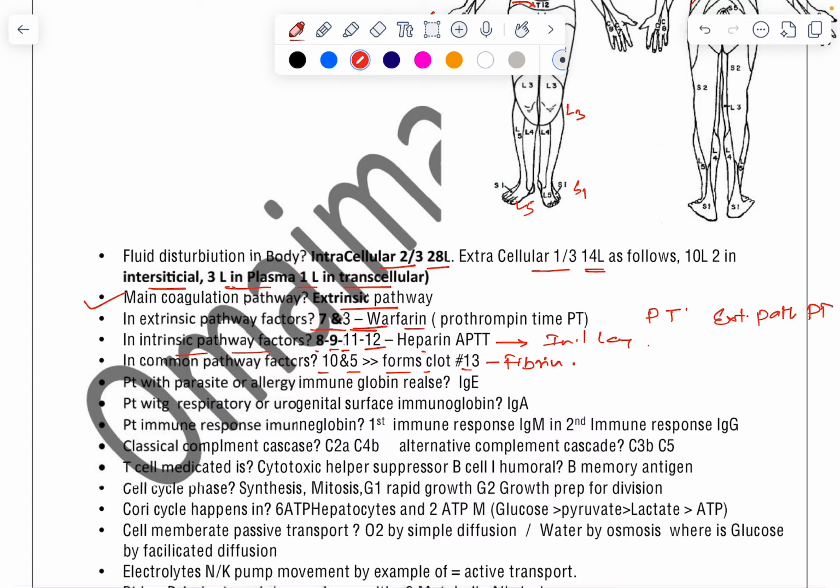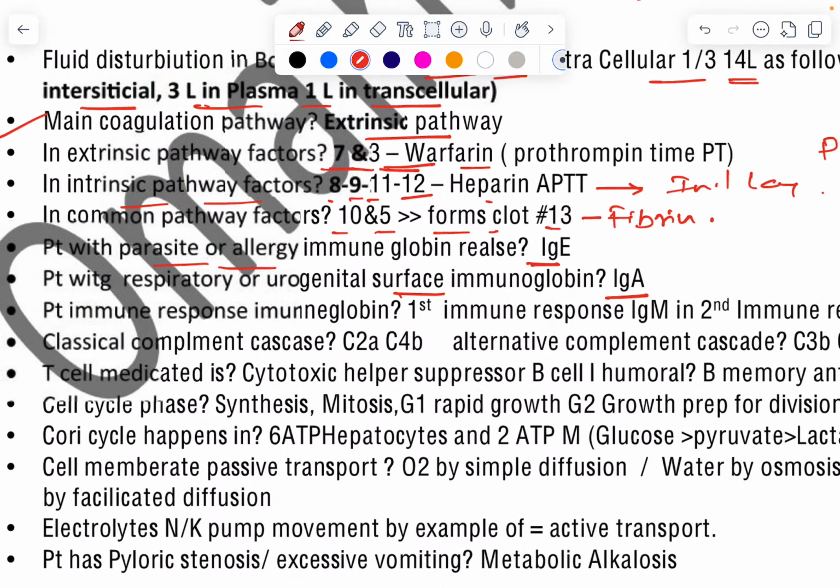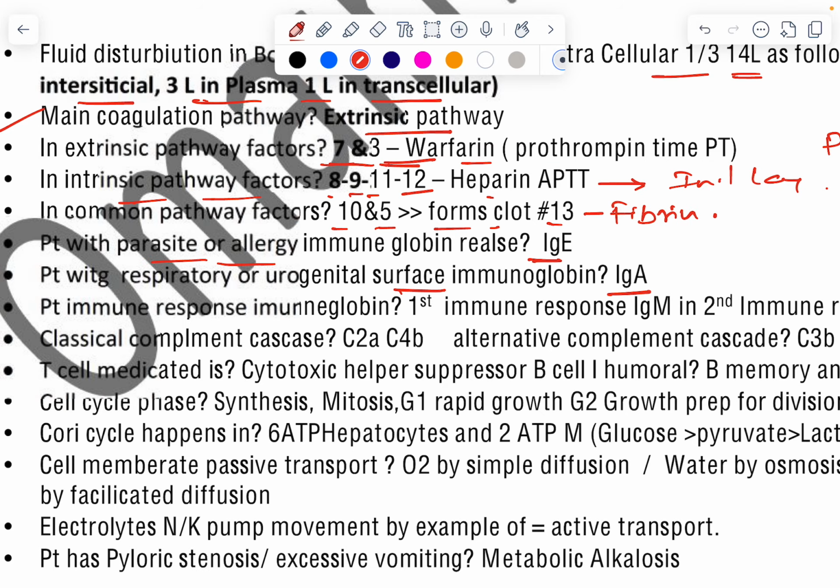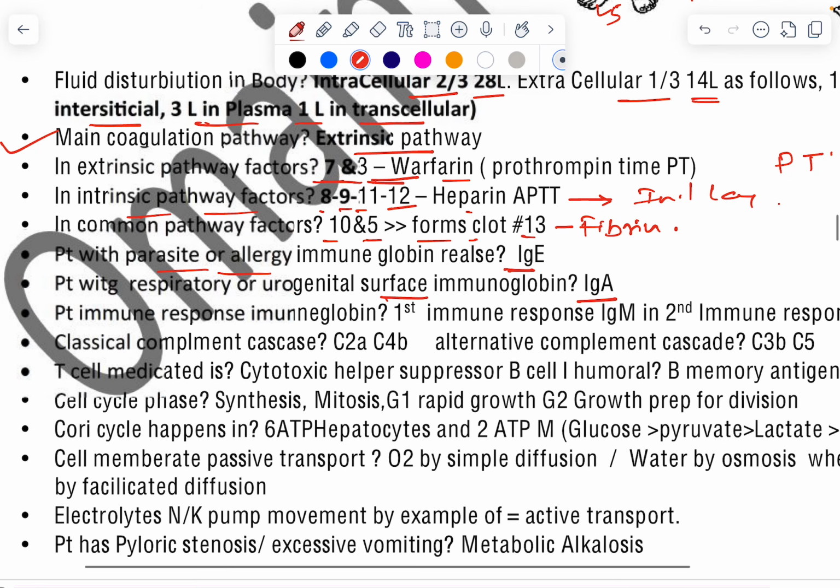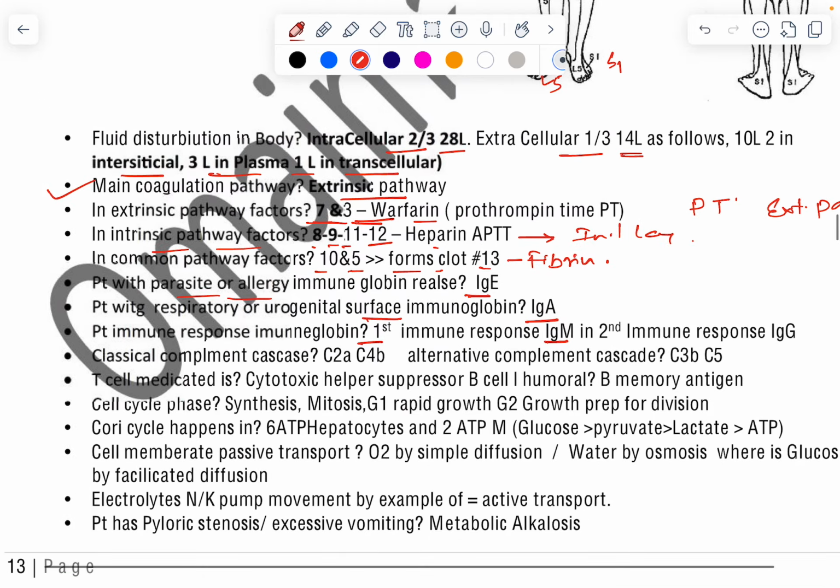Patient with parasite allergy: IgE. Respiratory surfaces: IgA. Immune response immunoglobulins: the first to come is M, a pentamer. Second comes G. Classical complement cascade is C2, C4B.